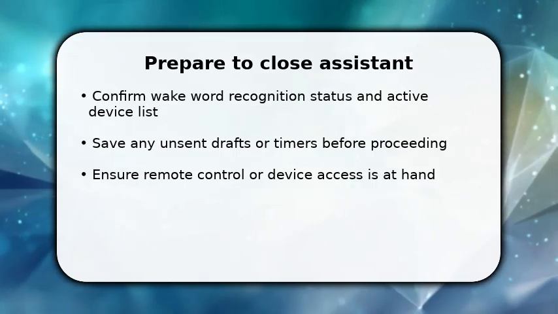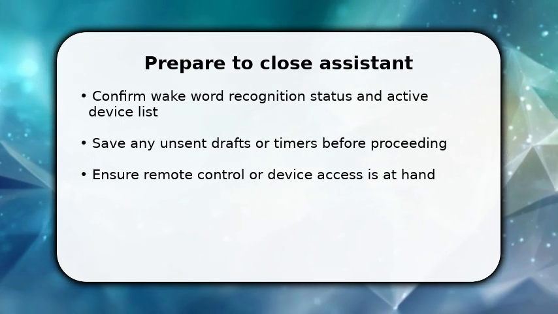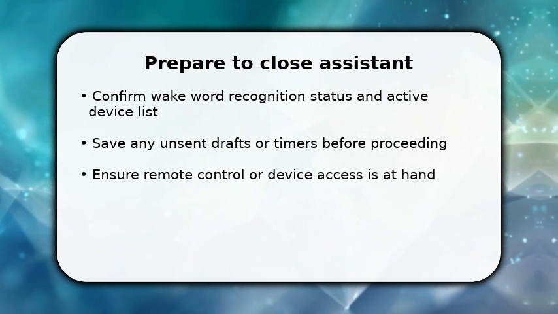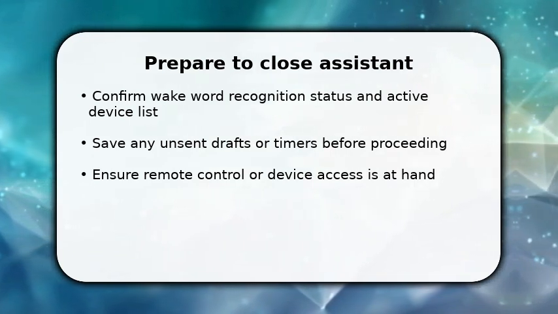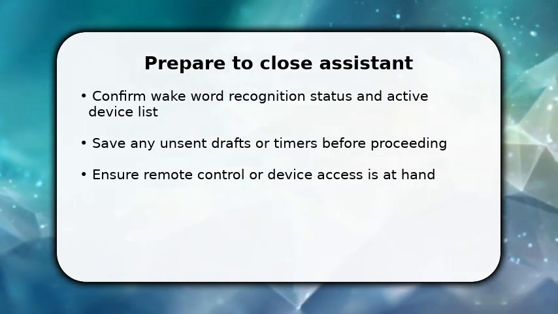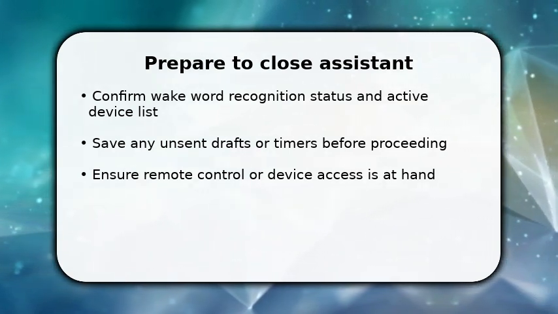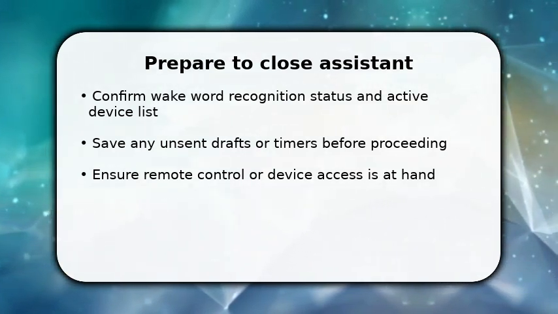You start by confirming which device is actively listening and which wake word is set. This matters because closing the assistant on the wrong device won't stop background listening. Once done, save any running timers, recordings, or drafts so you don't lose work. Make sure you have physical or remote access to the device.